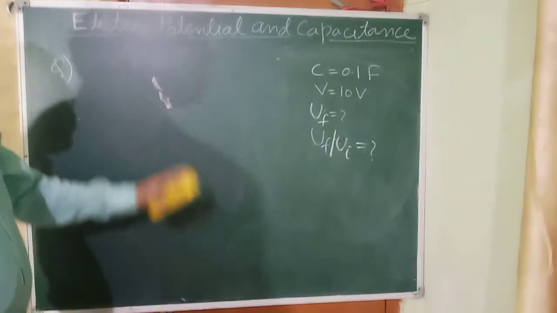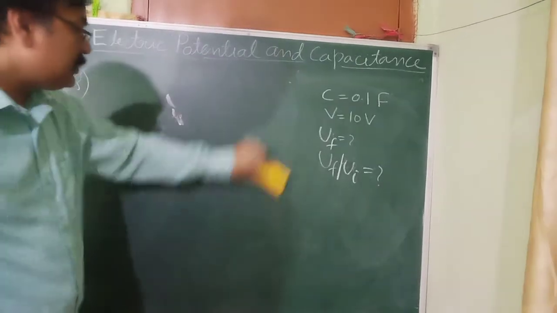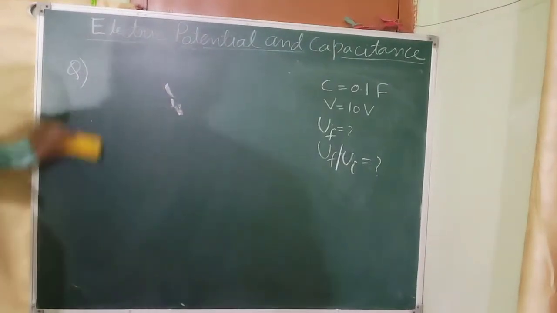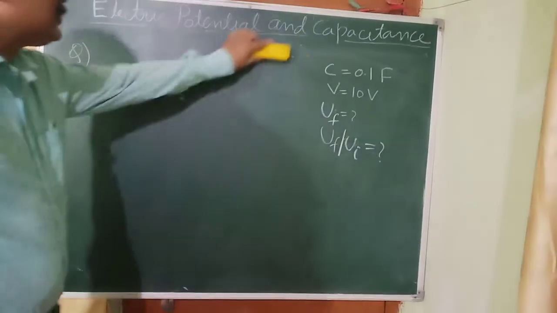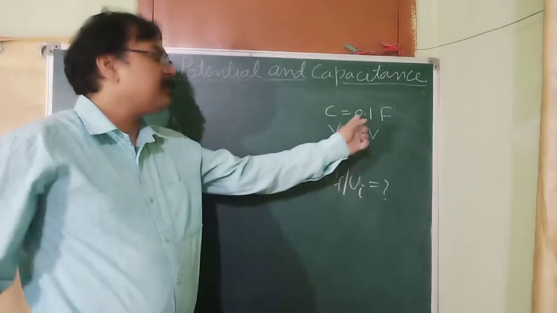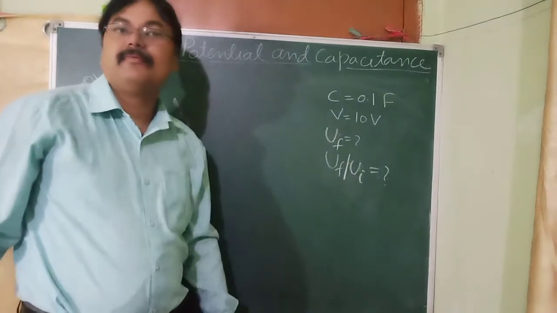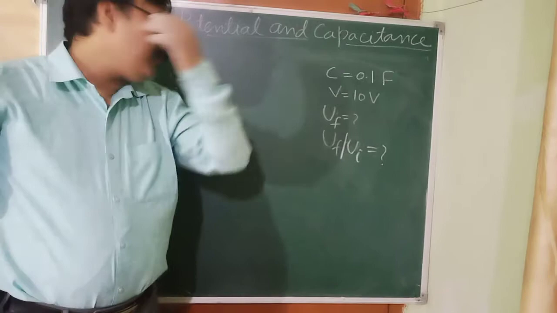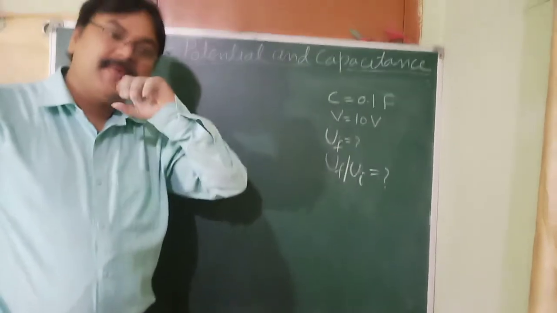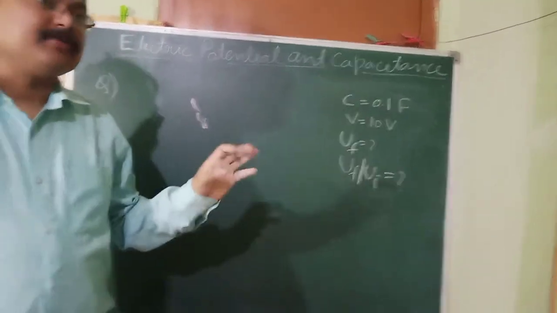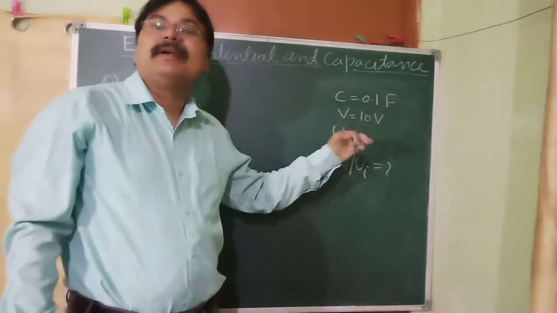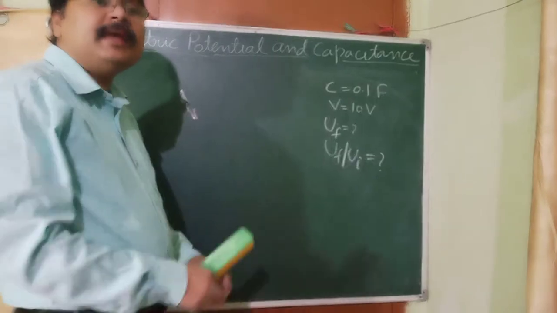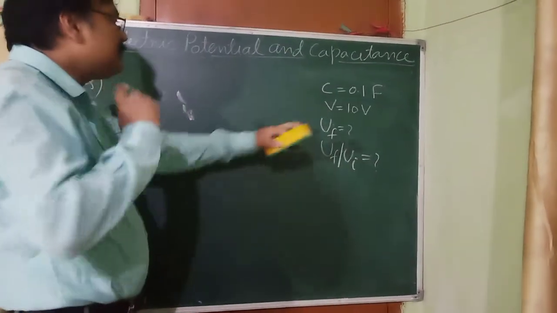Let us take up a question, and this question was asked in Turkey. The question is that there is a capacitor of capacitance 0.1 farad, and it is connected to a battery of potential difference 10 volt. It is charged, and when it is charged, it is disconnected from the battery.